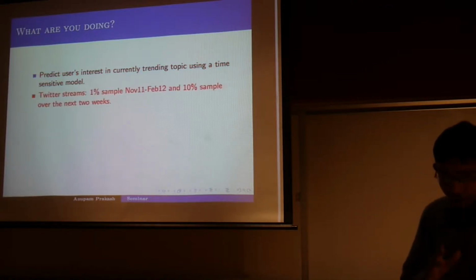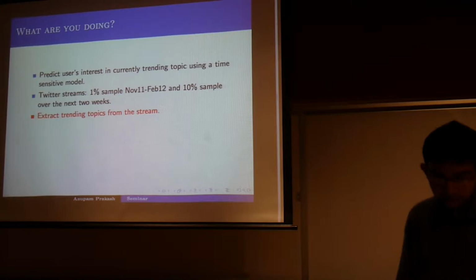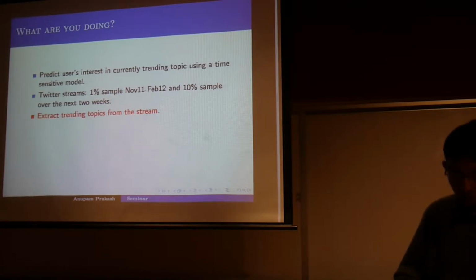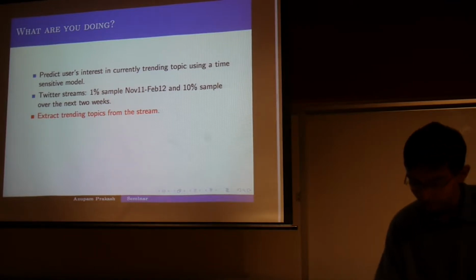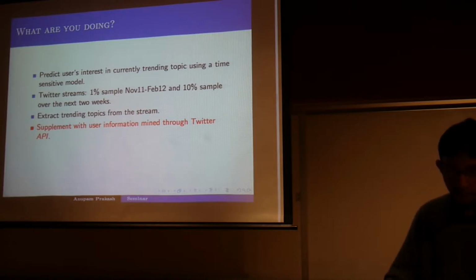So the data we are working with is a 1% sample of all Twitter messages from November to February, the last 3 months, and a 10% sample for the next 15 days. So the rough outline is you would like to extract the trending topics from the stream. You would like to extract all the topics that people were interested in this 3-month period. Then supplement with some user information mined through the Twitter API. So there are limits on this, but you can still get quite a lot of information about individual users.